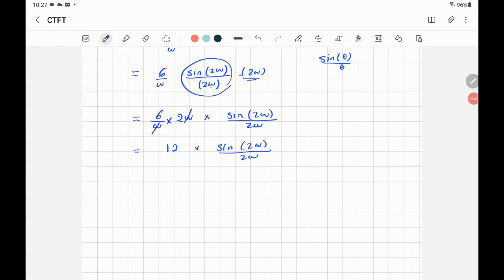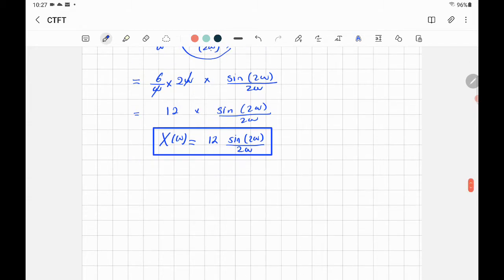We like to express this function as a function of omega. It's already, so the answer would be the Fourier transform of the signal, X of omega, is equal to 12 sine 2 omega over 2 omega. That would be the final answer.